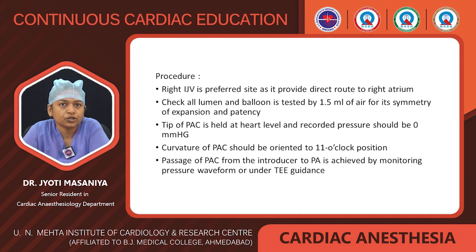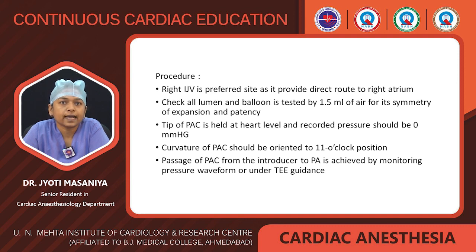The pressure line should be connected to the distal port, and the tip of the PA catheter is held at heart level, and the recorded pressure should be 0 mmHg, so that we can confirm the correct position of the transducer at the beginning of the procedure. The gentle curvature of the PA catheter should be oriented to the 11 o'clock position because it helps in negotiating the tricuspid valve, which is anteromedially located.